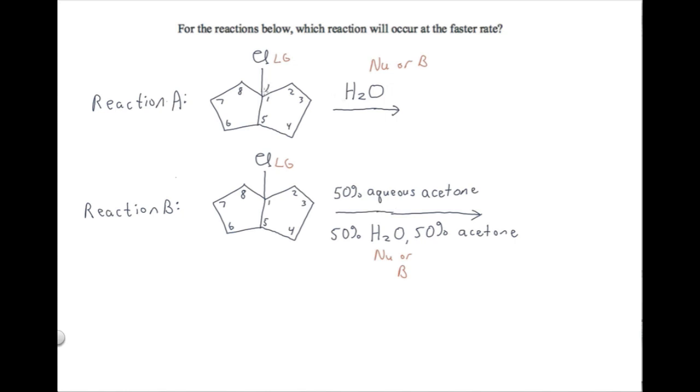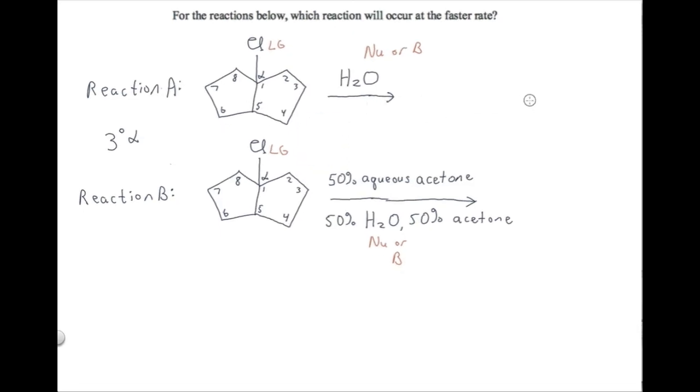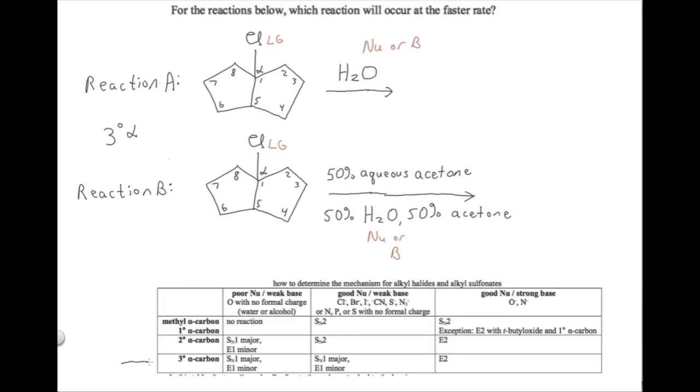That makes carbon 1 the alpha carbon. Carbon 1 is a tertiary alpha carbon attached to 3 carbon chains, carbon 8, carbon 2, and carbon 5. We use the table to determine our mechanism. A tertiary alpha carbon puts us in the bottom row of the table, and the neutral oxygen in water puts us in the left-hand column of the table. So the table predicts that the major mechanism will be SN1. Without any other clues, we'll go with the major mechanism, SN1. That tells us that the water really will act like a nucleophile, not like a base.